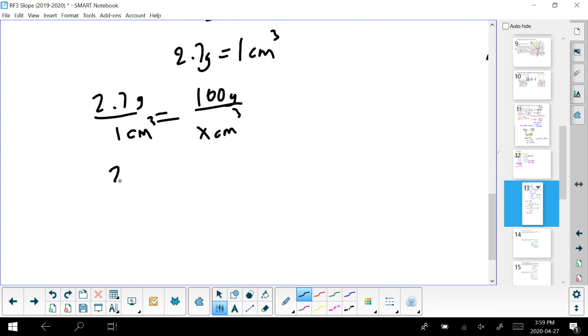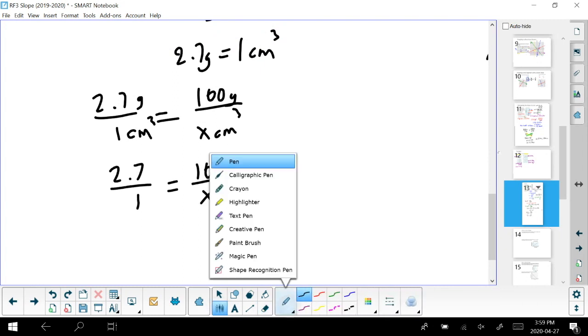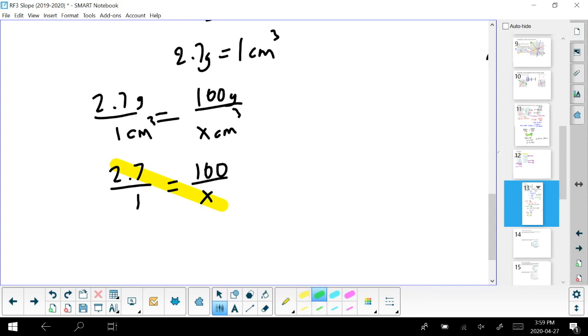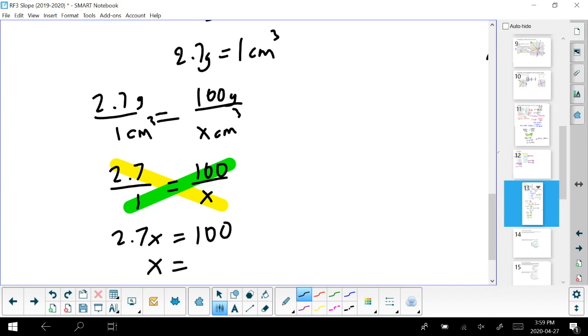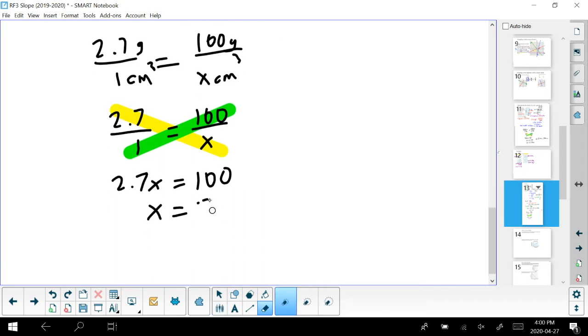So we can drop our units, and we're just going to cross multiply. So we'll multiply those two, and we'll multiply those two, and we'll end up with 2.7x is equal to 100. If we solve for x by dividing by 2.7, we'll end up with about 37.03, but we'll just say 37 grams, or sorry, not grams, 37 cubic centimeters. So 100 grams of aluminum roughly takes up 37 cubic centimeters of space.